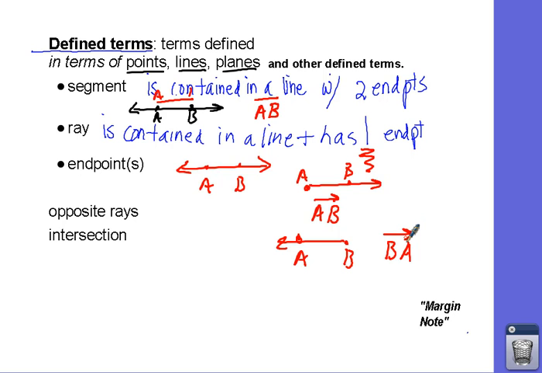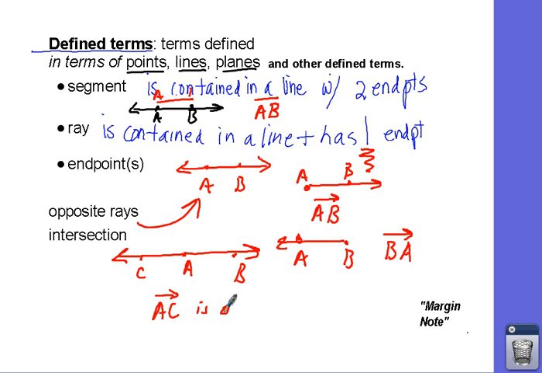Opposite rays. Looking at this example up here, opposite rays intersect at some point. So here's a ray going that way. If we call this A, C, and B, opposite rays would be AC is opposite to AB. Notice that they both start at A and go through C and through B. And together they make a line, opposite rays.